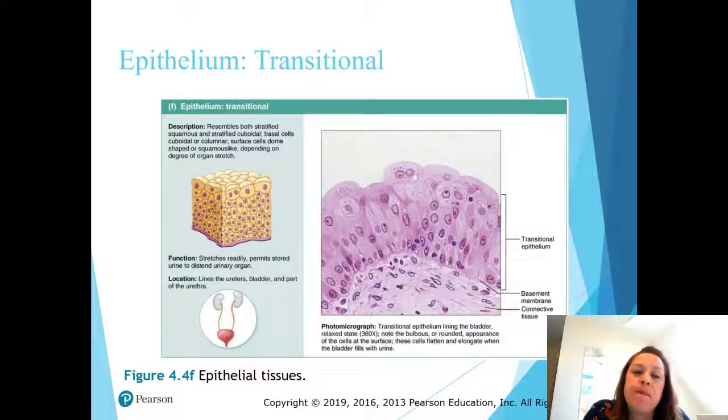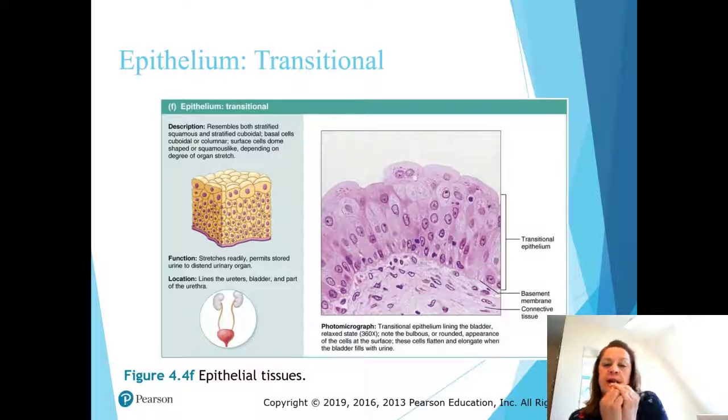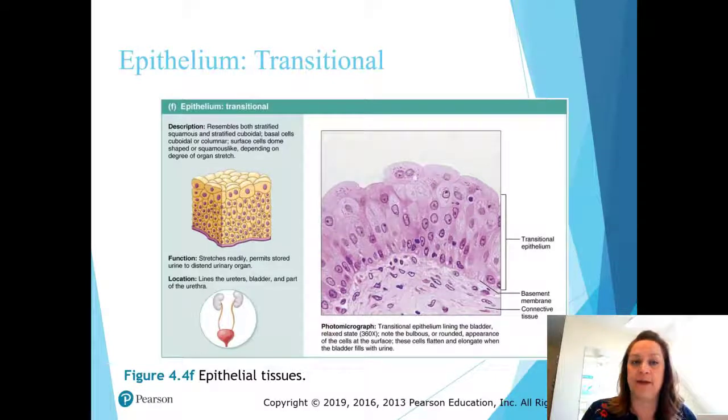Transitional epithelia resembles stratified squamous and cuboidal. It kind of looks lumpy when it's flaccid or not full. But when it stretches, the cells get really, really flat. Transitional transitions from cuboidal. This is found in the bladder and the ureters. So when the bladder is empty, they look cuboidal. When the bladder is full and stretched out, they stretch to become flat. It's transitional epithelia.